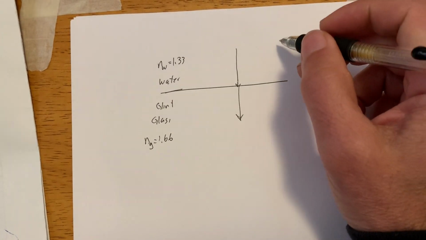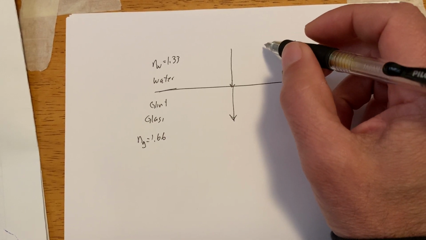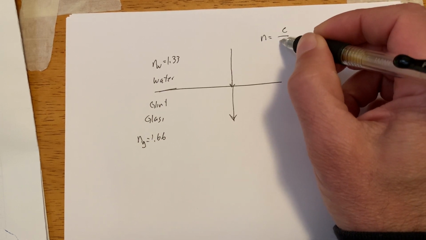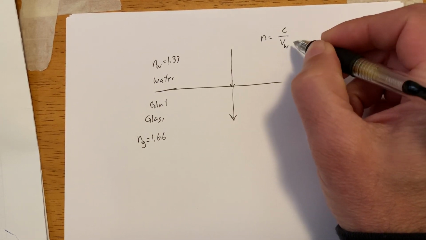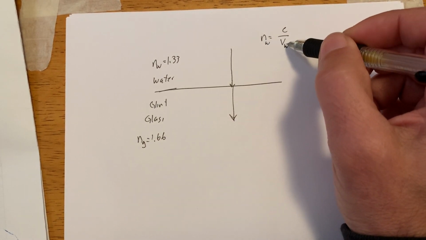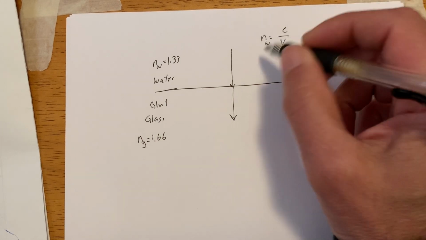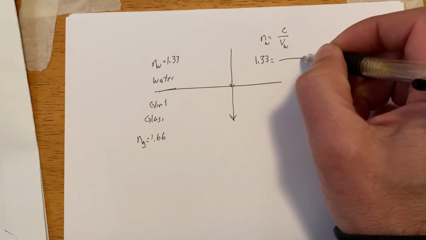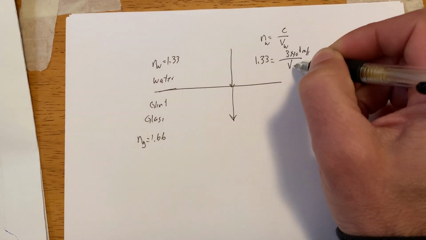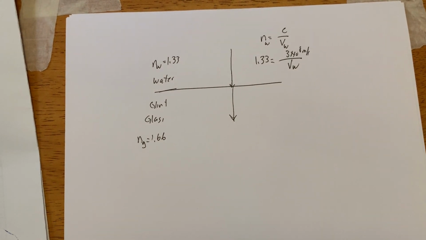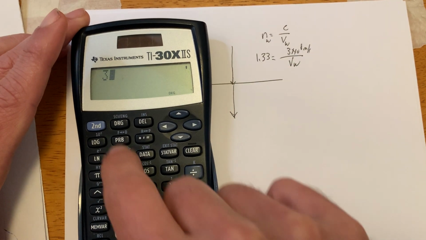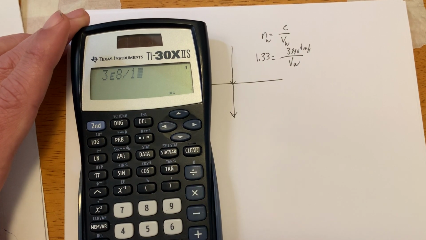Let's see. So can I find out how fast light is going in water? Yes, I can. So n is equal to c over v. Now I'm going to put a little w there, because now I'm saying n, the index of refraction for water, gives me the speed of light in water. So what do I have? 1.33 is equal to the speed of light in a vacuum, 3 times 10 to the 8th meters per second, over the speed of light in water. All right, so how am I going to handle this? Looks like I'm going to be doing a little bit of cross multiplying. So it's 3 EE 8 divided by 1.33.